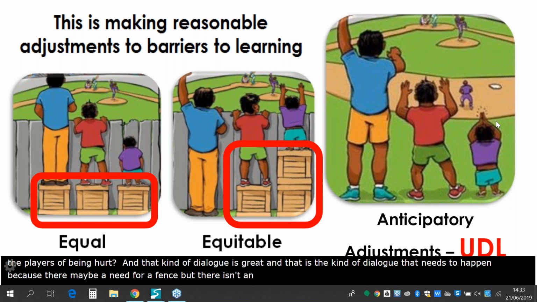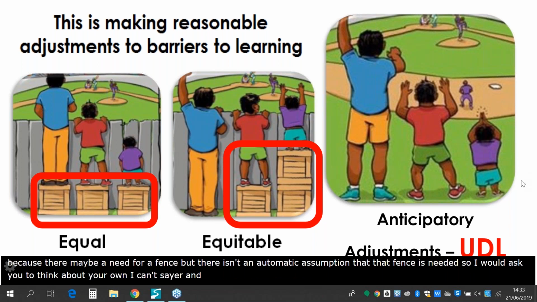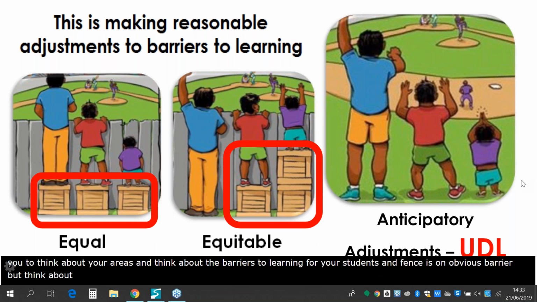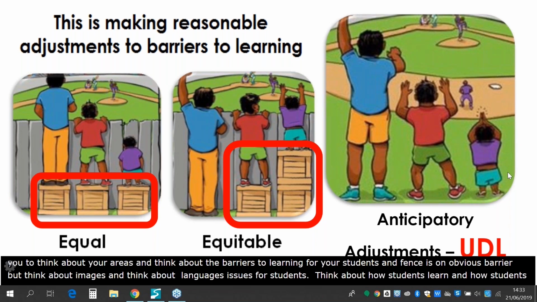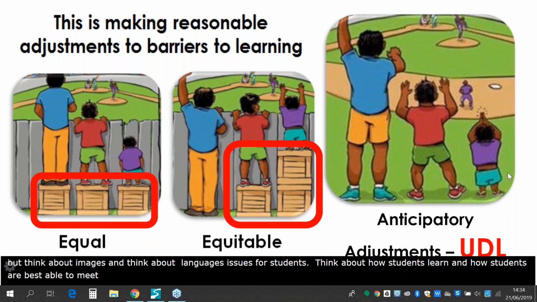So I would ask you to think about your own areas and identify what are the barriers to learning for your students. A fence is an obvious barrier, but think about images, think about language that is used for students, think about how students learn and how students are best able to meet their optimum. So these are the three principles of Universal Design for Learning.